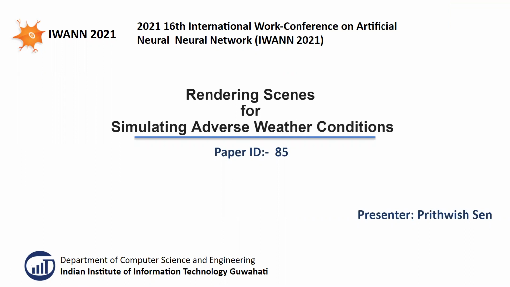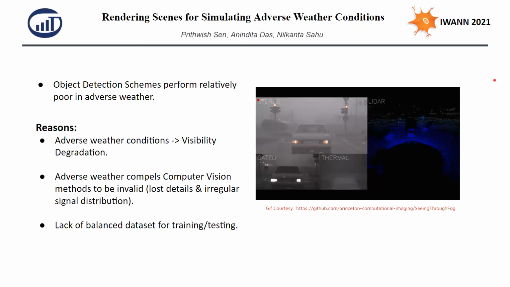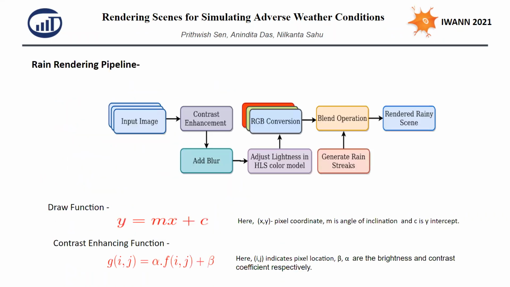So, the state-of-the-art object detection schemes perform very well in normal weather conditions, but many of them fail when it comes to adverse weather conditions. To deal with this problem, adverse datasets should be trained and tested on object detection schemes, but available datasets didn't have many images in such weather conditions. Also, the lack of balanced datasets results in poor detection performance. Hence, we propose a novel approach to render rainy and foggy datasets to address the described problem.